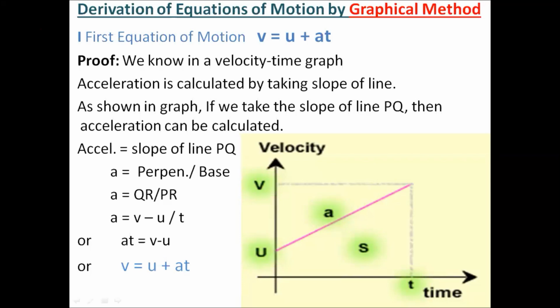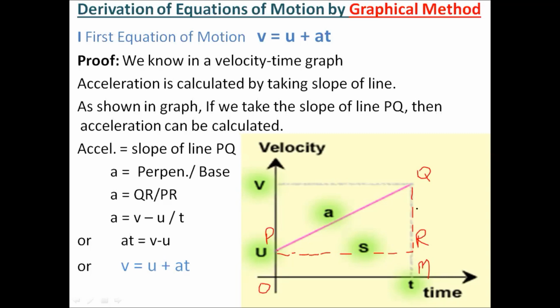Let us mark some points P, Q, R, M and O, and join line PR. We know in a velocity time graph, acceleration is calculated by taking the slope of a line. In this graph, line PQ shows acceleration. Thus, acceleration is calculated by taking the slope of line PQ.